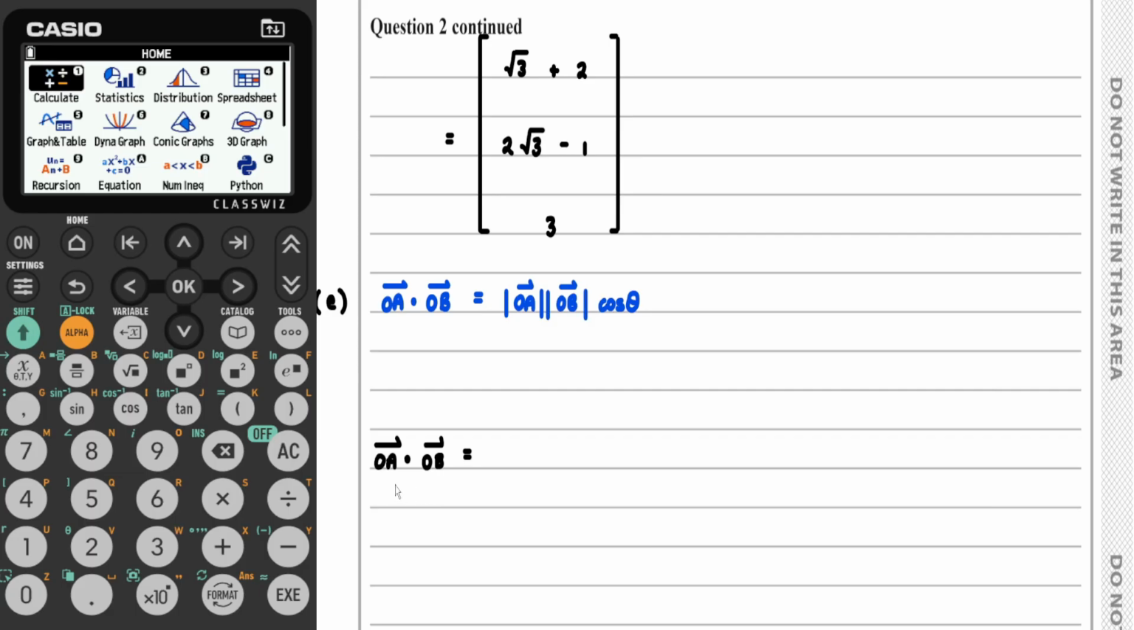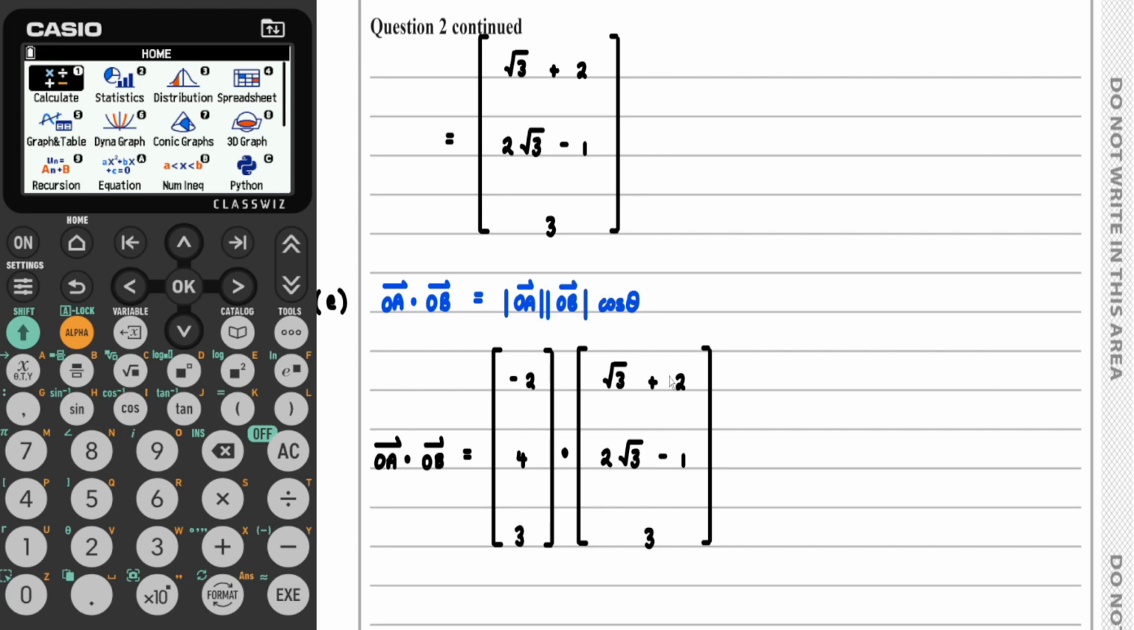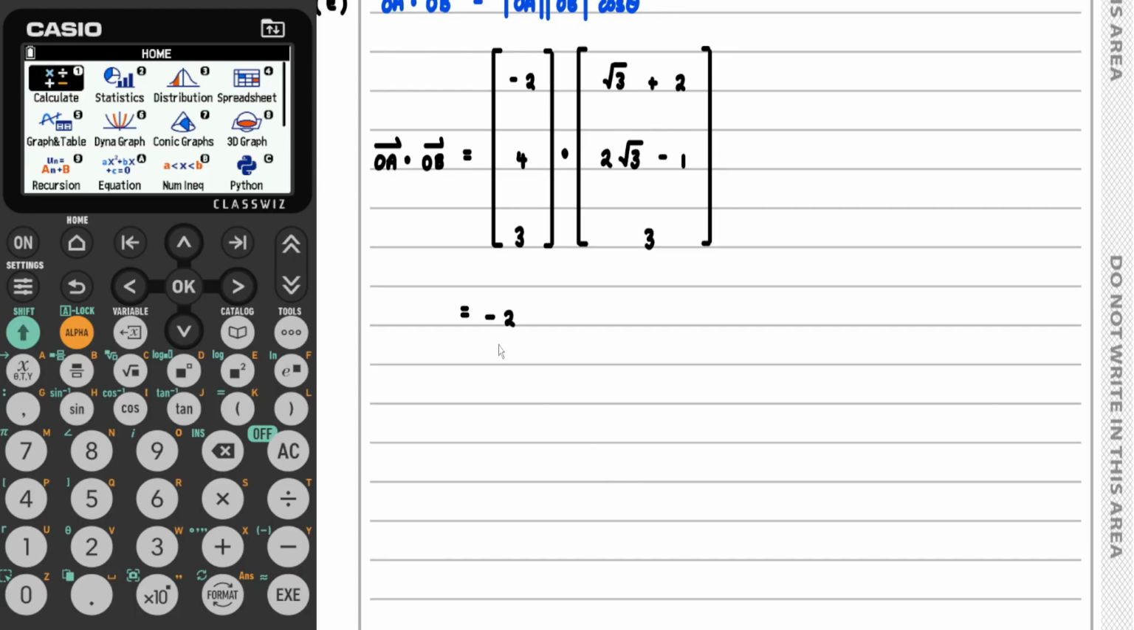That's equal to, well, I've got OA, which is negative 2, 4, 3, and then need to dot this with the vector OB, which is root 3 plus 2, 2 root 3 subtract 1, 3. So I've got negative 2 times root 3 plus 2, plus 4 multiplied by 2 root 3 subtract 1, plus 3 multiplied by 3. And if I work out what this is, I end up with 1 plus 6 root 3.